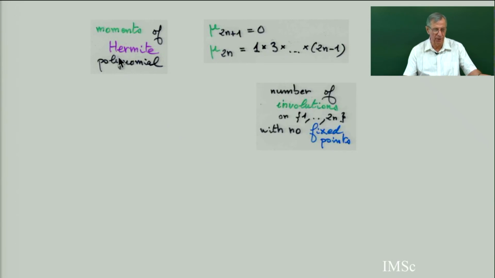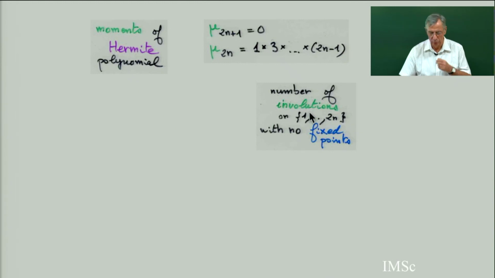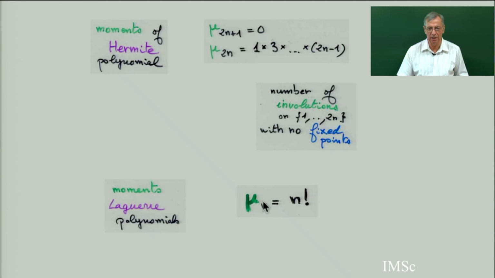So the moment of the Hermite polynomials, which we have defined here as the matching of the complete graph, is going to be this, which is the number of involutions with no fixed point. By the way, I forgot to say, but an exercise shows that the number of involutions with no fixed point is equal to this product. Easy exercise. The moment of the Laguerre polynomial is n factorial. It is permutations.